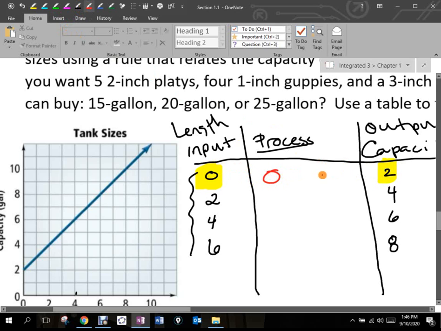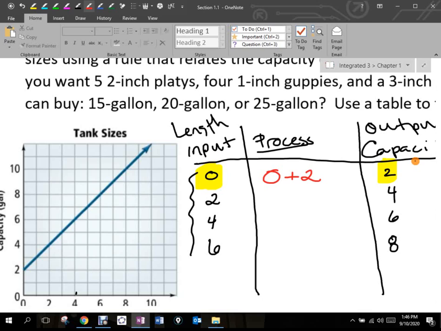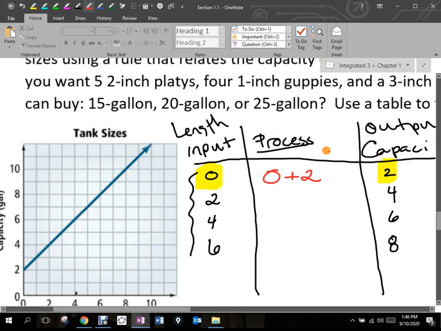Start with the input and, as you agree, I add 2 to it. Automatically, because I have 0 as my first input and I have a non-zero number as my output, it eliminates multiplication, right? Because 0 times anything should give me 0, right? So there's no multiplication here. It has to be addition, so 0 plus 2.